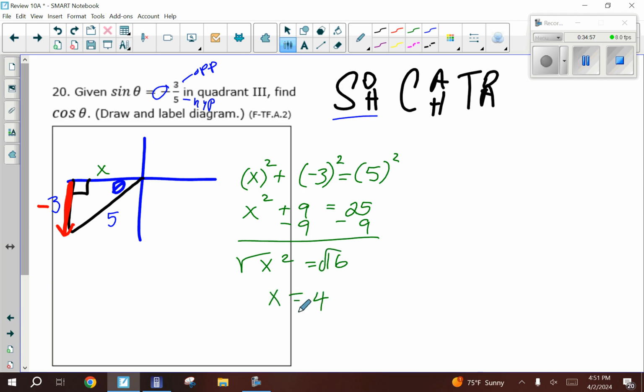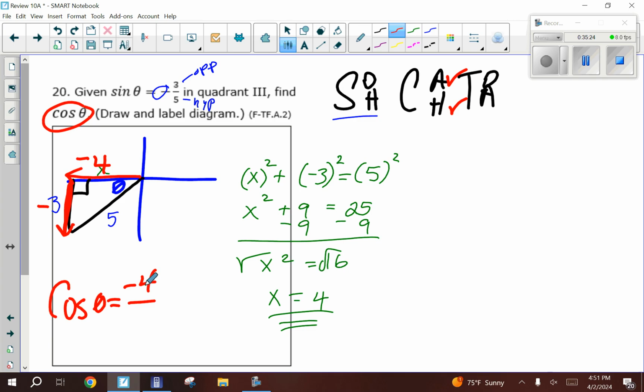Now our math says that the answer to that missing side is 4. However, the quadrant that we're in, because we're going to the left, means this has to be a -4. So now the real problem is to set up the cosine. Cosine of theta is equal to the adjacent over the hypotenuse. The adjacent side is always the x-axis, and the hypotenuse is the diagonal, so that's going to be 5. That's our answer.